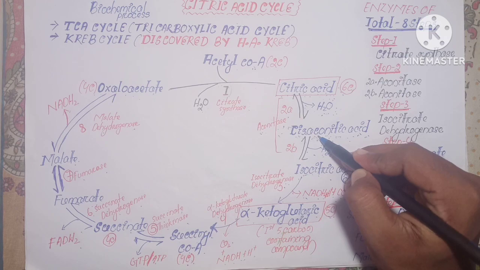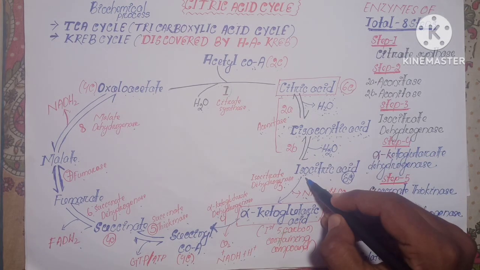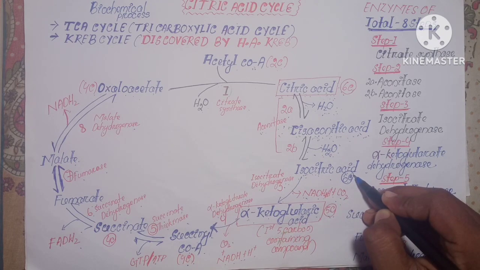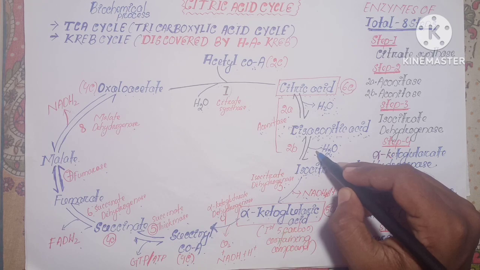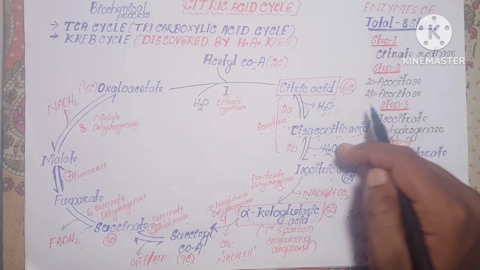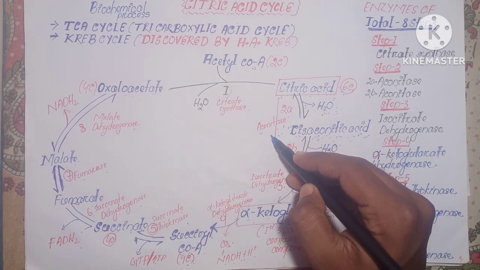In the next intermediate step, the cis-aconitic acid is converted into isocitric acid. Here, 1 molecule of water is added in this process. The 2 intermediate steps are regulated by the enzyme aconitase.